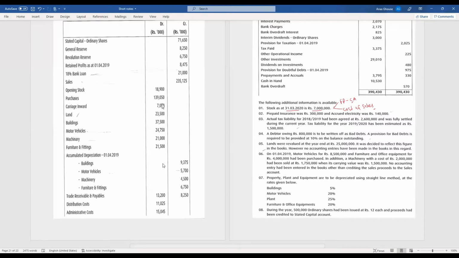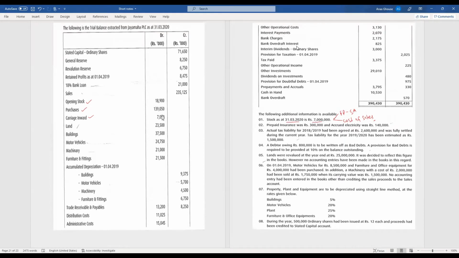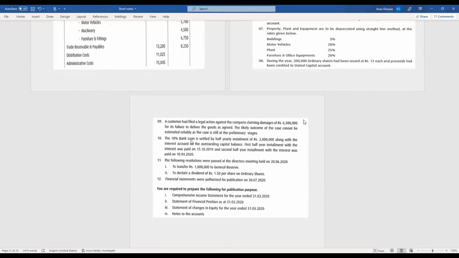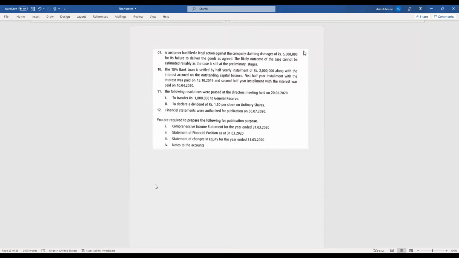So let's look at the cost of sales and quickly calculate it. To calculate the cost of sales, you need opening stock, purchases, and carriage inward. These are the given information. Land, building, motor vehicles and other information are not relevant here. So straight away we'll calculate the cost of sales. This is working number one.